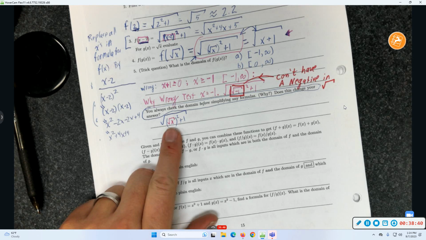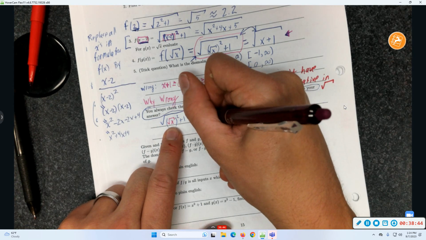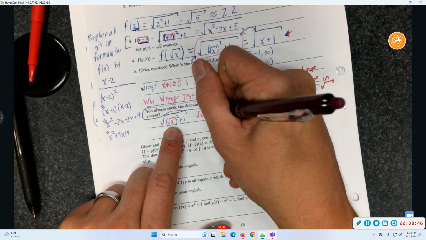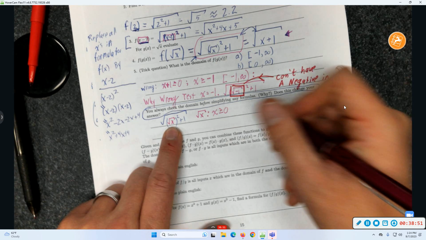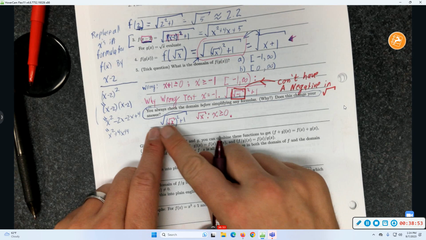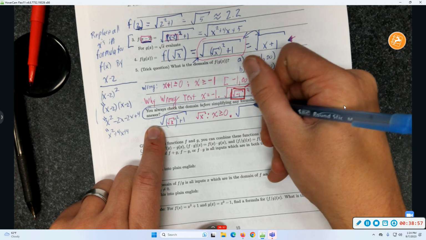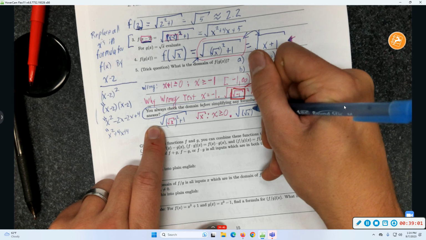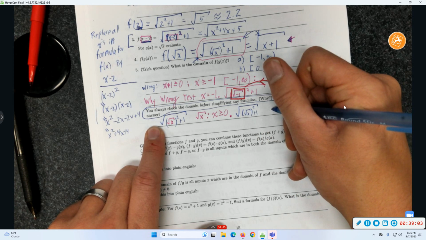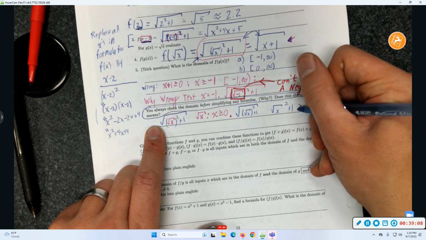So in order for this to be defined, what do you need? Well, everything that's inside of a square root can't be negative. Because I see a square root of x, I better have x bigger than or equal to 0. But I also see this big blue square root, so I also see the square root of x squared plus 1. That means the square root of x squared plus 1 better be bigger than or equal to 0.